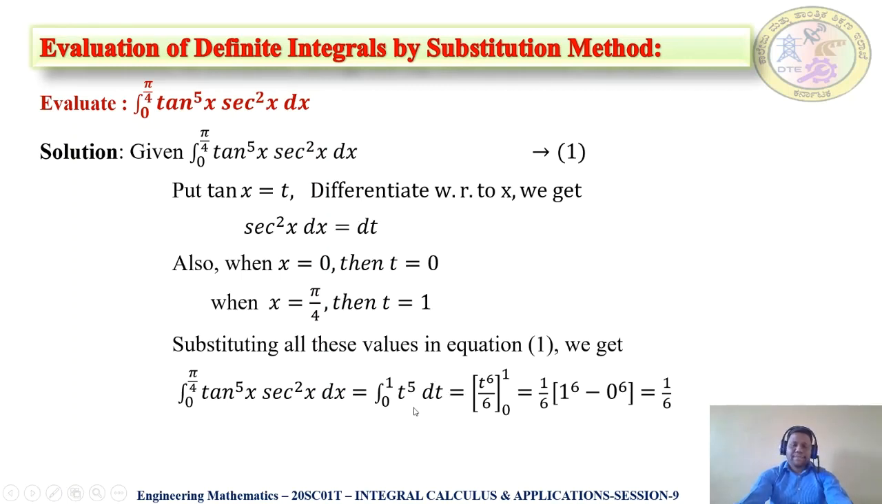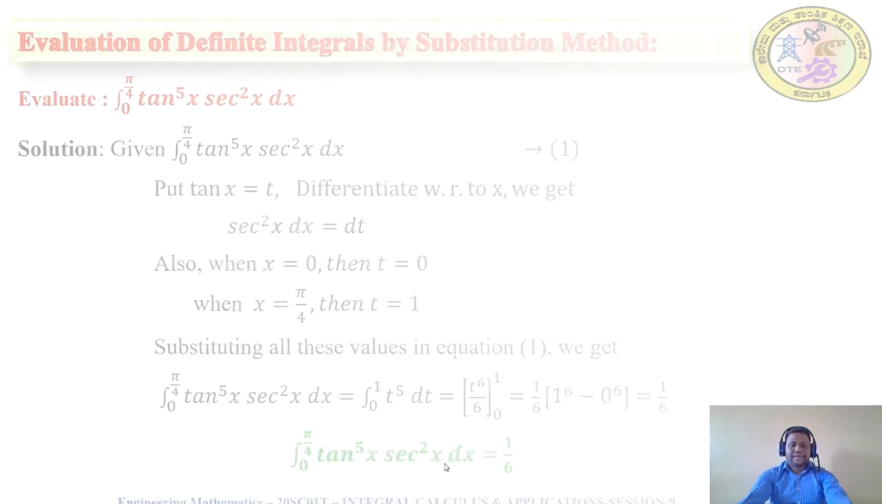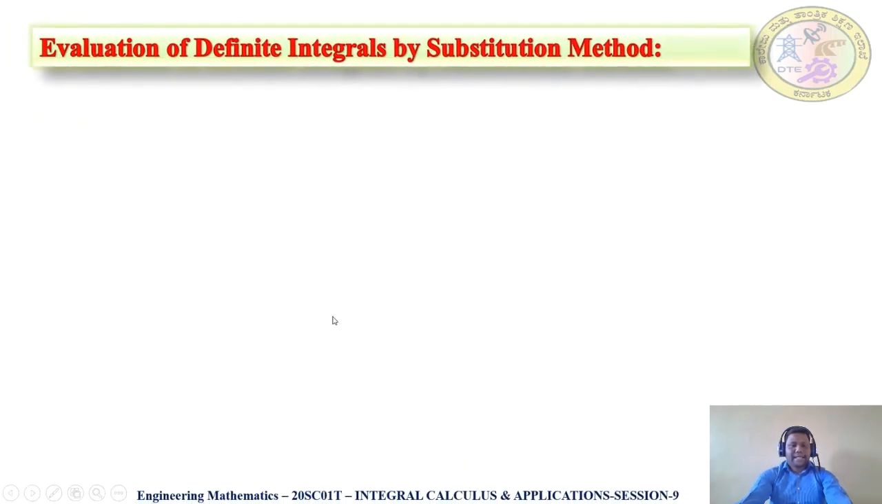And then it's very simple. Integration of t power 5 is t power 6 divided by 6 between the limits 0 to 1. We take 1 by 6 outside, apply upper limit, that is 1 power 6, minus apply lower limit 0 power 6. 0 power 6 is 0, 1 power 6 is 1. 1 into 1 by 6 is 1 by 6. And that is the required answer. Integration from 0 to pi by 4 tan power 5x into secant square x dx is 1 by 6.